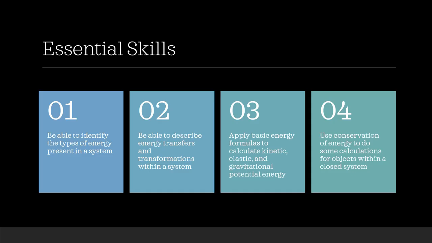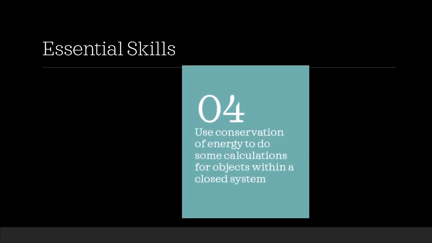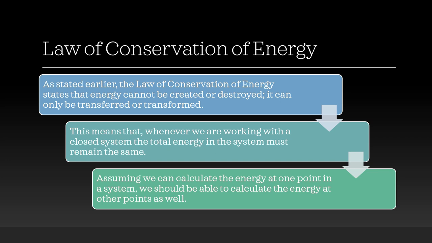So lastly, we want to use the conservation of energy to do some calculations for objects within a closed system. That's our essential skill number 4 here. And to do this, we're going to need to use the law of conservation of energy. So I'm going to restate it here. The law of conservation of energy states that energy cannot be created or destroyed. It can only be transferred or transformed. For us, that means that whenever we're working with a closed system, the total energy in that system must remain the same. And assuming that we can calculate the energy at one point in the system, we should be able to calculate the energy at other points as well.